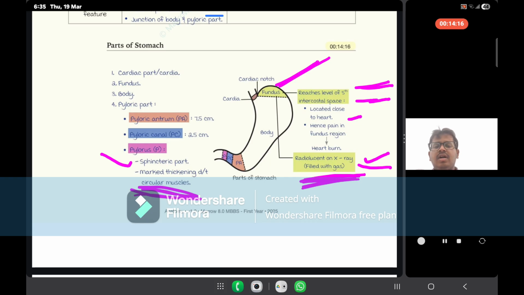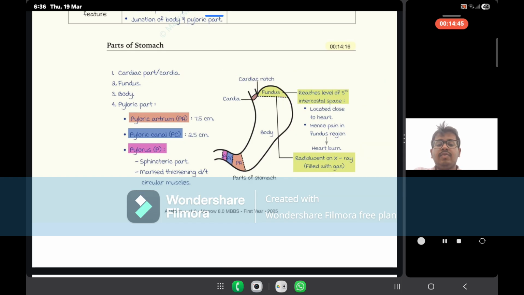As we know, the heart is on the left side, and the body and fundus are also on the left side. So when there is a problem in the stomach's upper part, the fundus, it is located close to the heart, hence we feel pain in the fundus region, heartburn. But what we see here is referred pain. Understand what I have said?